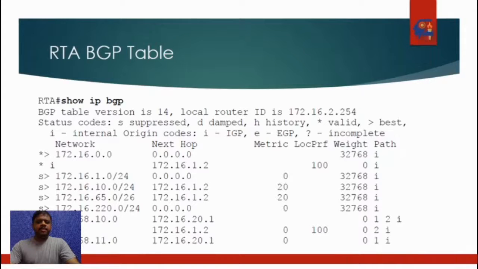RTA's BGP table is shown on the screen. It indicates that a new aggregate 172.16.0.0/16 has been originated by this router. Next hop is 0.0.0.0, whereas all the more specific prefixes have been suppressed. Note the S at the far left. In this case, the same results could have been achieved by using auto summarization.